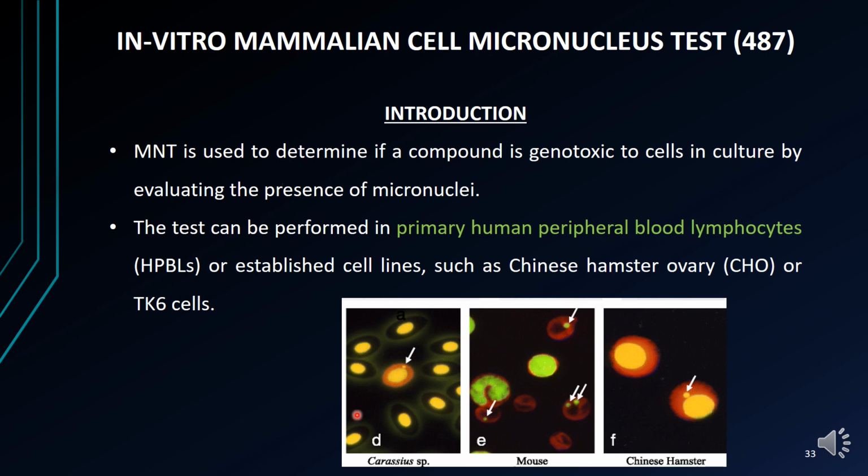So here is the picture of the micronuclei formation. So this small part or the small dot is indicating that the cell is formed with the micronuclei.